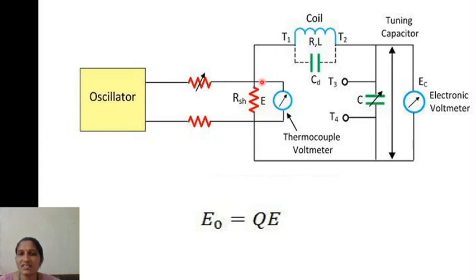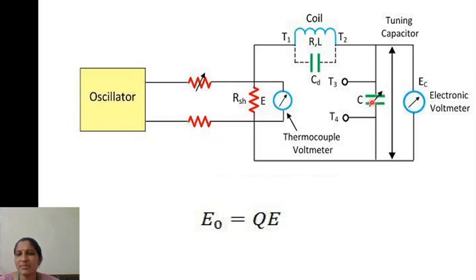In parallel to this resistance, a thermocouple voltmeter will be provided. This thermocouple voltmeter will show the voltage across the resistance RSH. That voltage now acts as a source to the circuit, and this is connected to the coil. This coil will have a resistance R and inductance L, and this is connected to a capacitance here. This is the tuning capacitor.